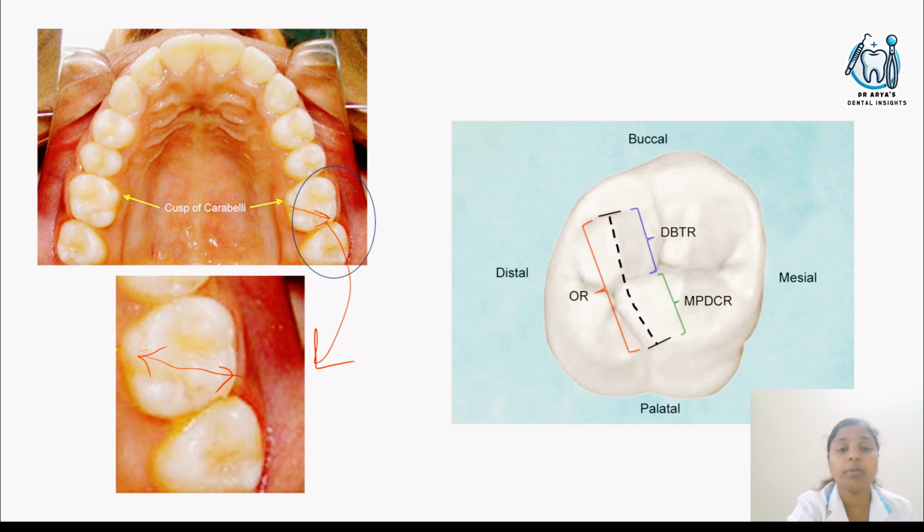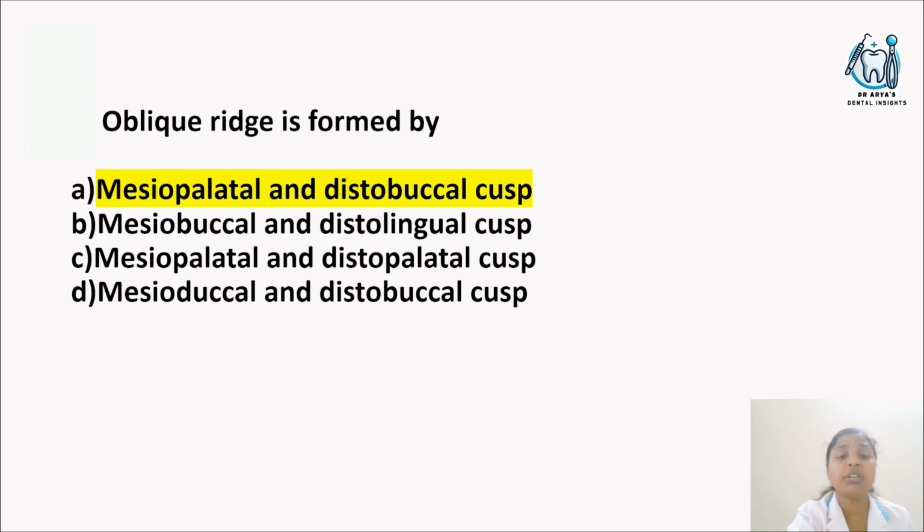So where is the oblique ridge seen? Here this is the distal area and this is the mesial. So, distobuccal and mesiolingual. The answer is mesiolingual, or mesiopalatal, and distobuccal cusp. So the oblique ridge is formed by the mesiopalatal and distobuccal cusp.